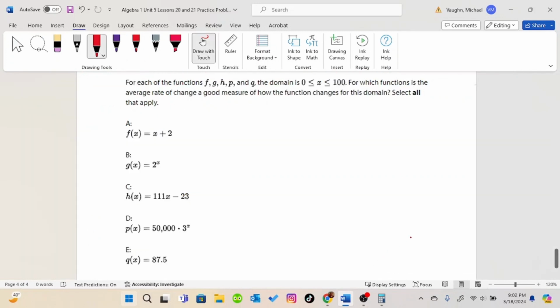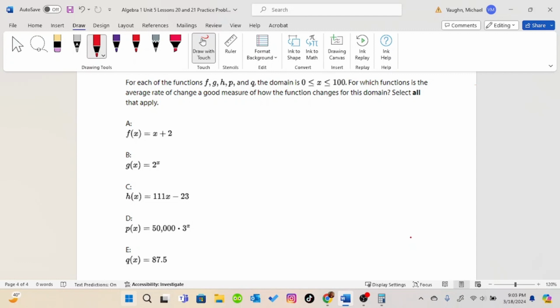For each of the functions f, g, h, p, and q, the domain is 0 is less than or equal to x is less than or equal to 100. For which functions is the average rate of change a good measure of how the function changes for this domain? Select all that apply.